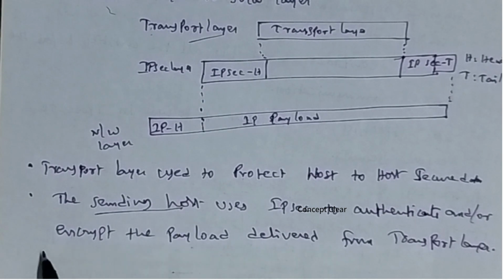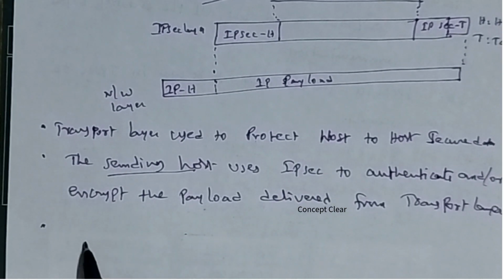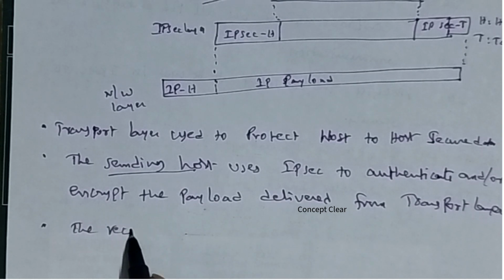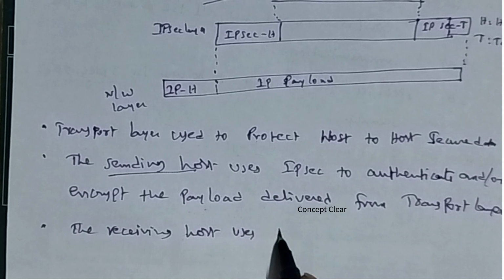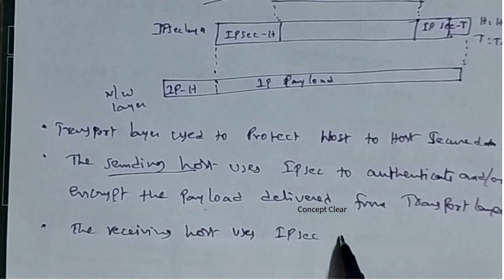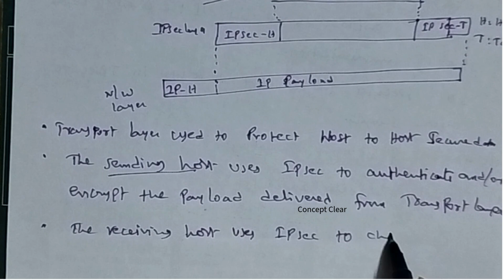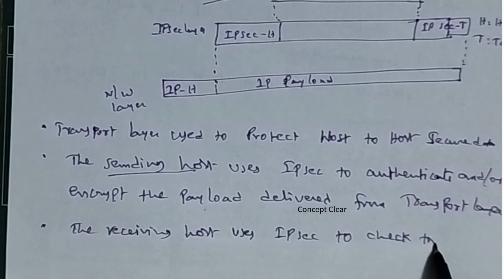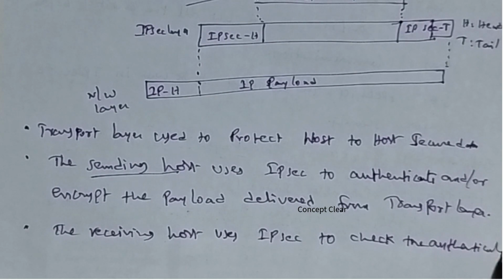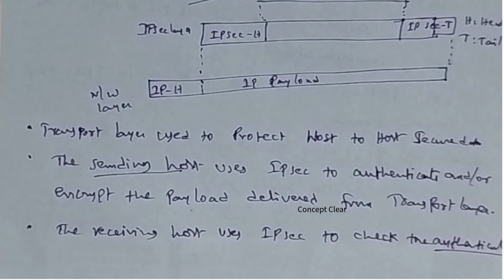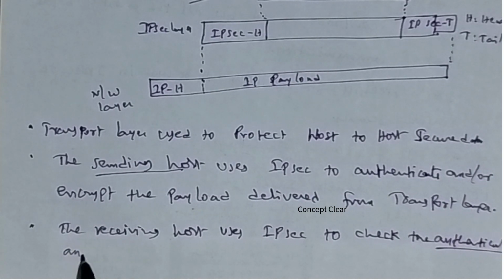This is the sending host, and what about the receiver? Receiving side. The receiving host uses IP security to check authentication. To check the authentication means what? He will check it came from the original author. Authentication and or here we are encrypting.